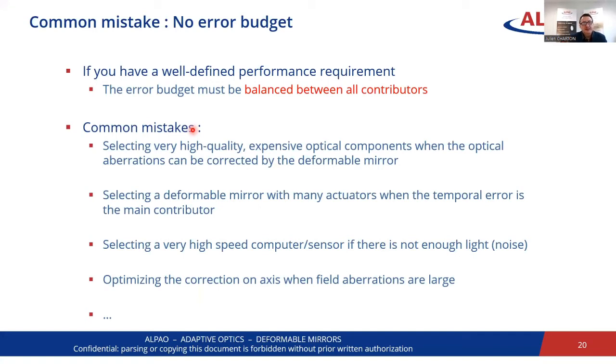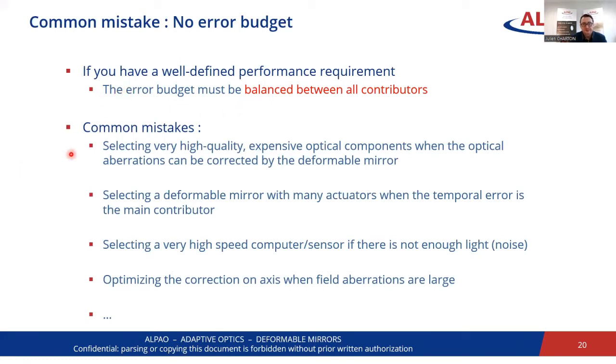Another common mistake, let's say, is actually common to every complex system design. At the end, the correction of the adaptive optics system will never be perfect. So you have to make trade-offs and make an error budget, and reduce each contributor to the error budget below your specification. It means that you need to identify each error source and balance between each contributor or source.